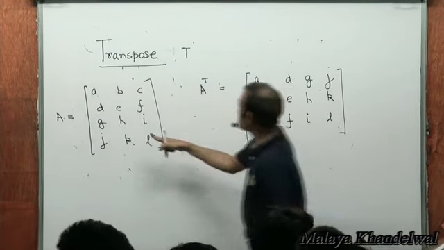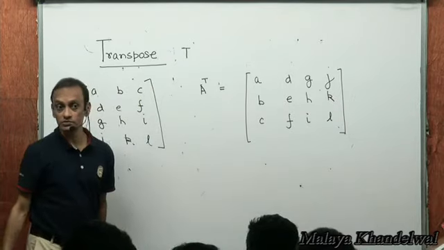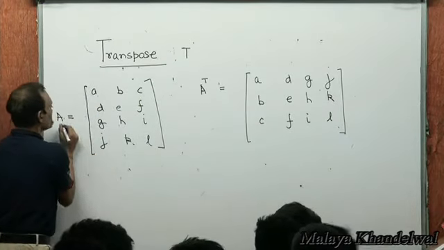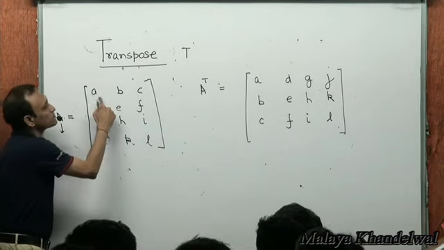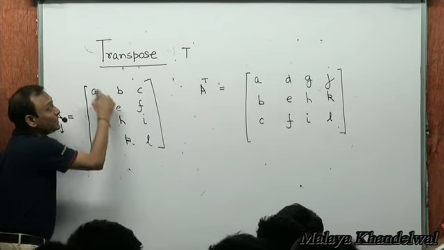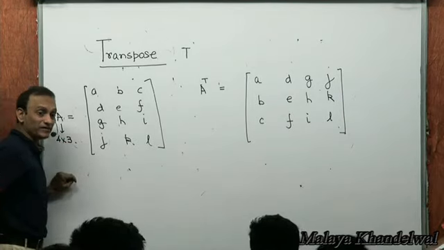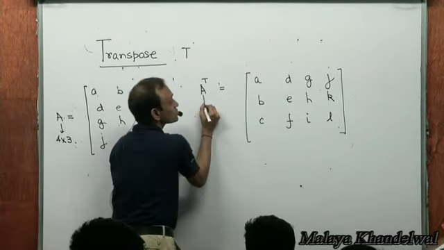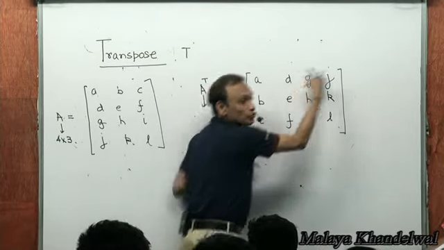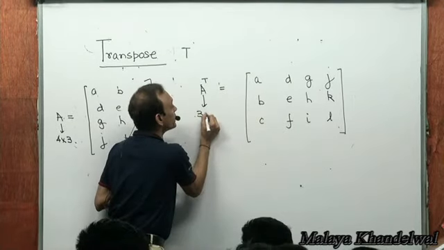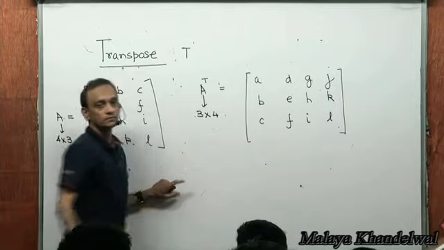Right? So if this is A, this is A transpose. Very clearly, this A is a matrix which is 4 rows and 3 columns. So it's a 4 by 3 matrix, and its transpose is now 3 rows but 4 columns.